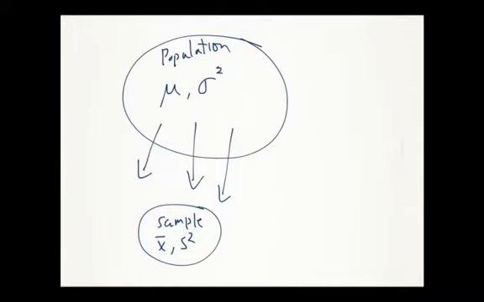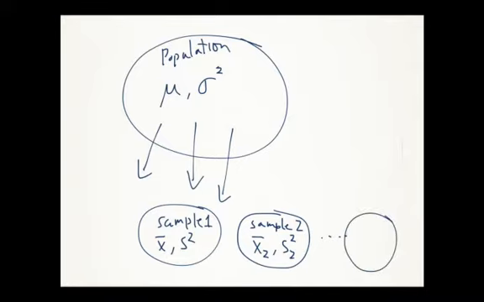So what would happen if we were to take repeated samples? Here's my sample 1. If I had another one, sample 2, then I would have another x bar, which we could call x bar sub 2. And then I'd have another estimate, s squared sub 2, and so on. I could just keep continuing that process until I had n samples.